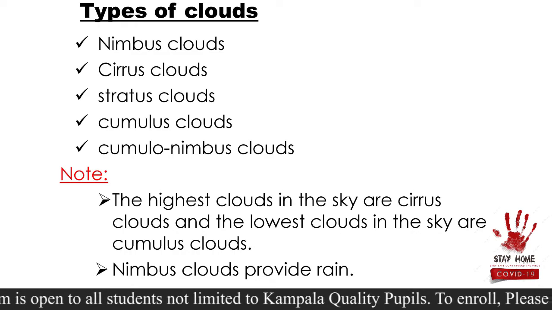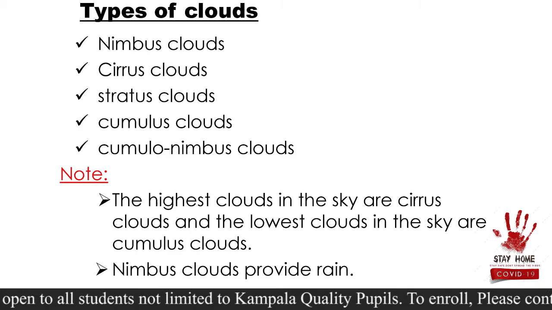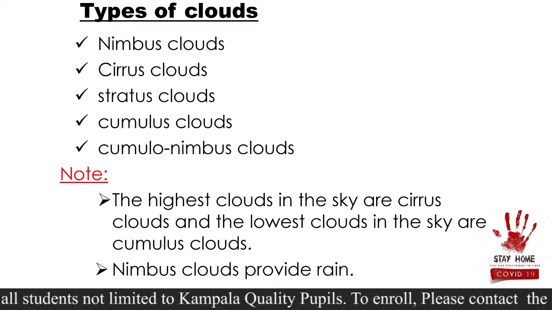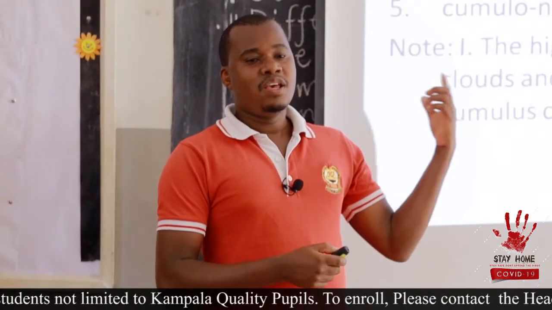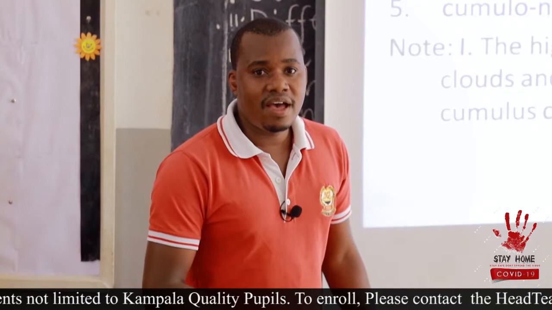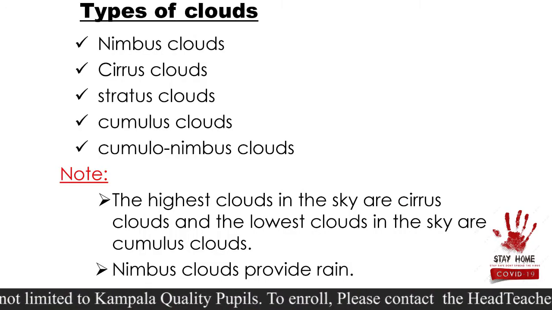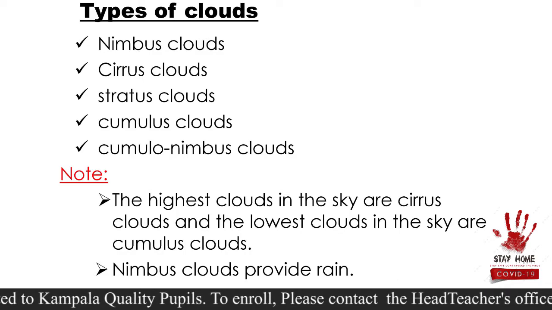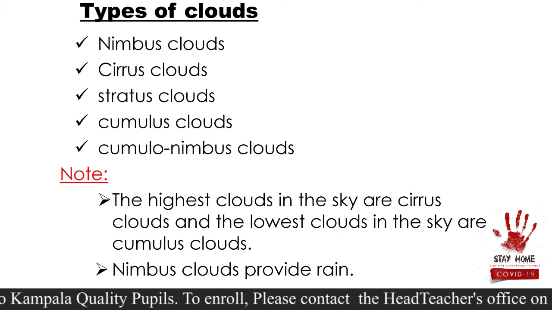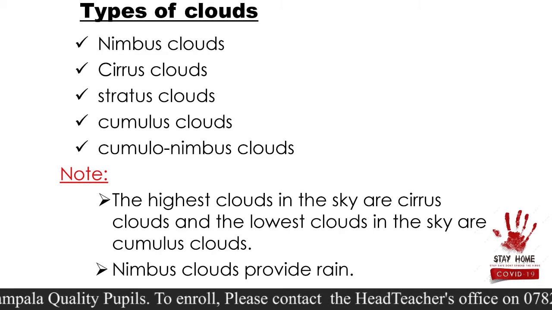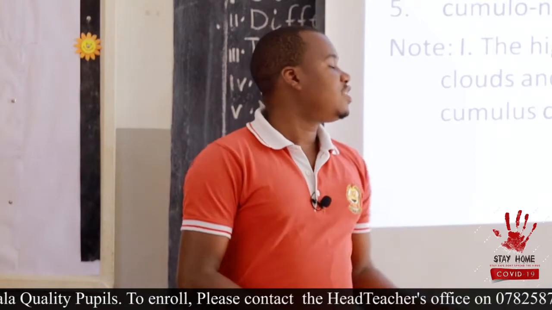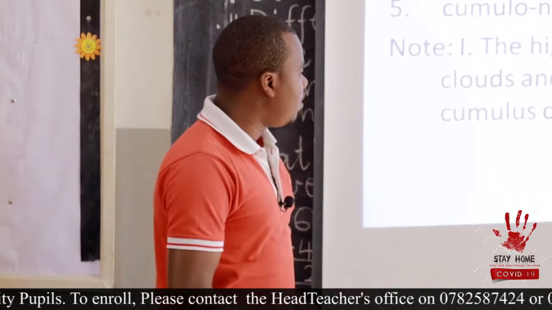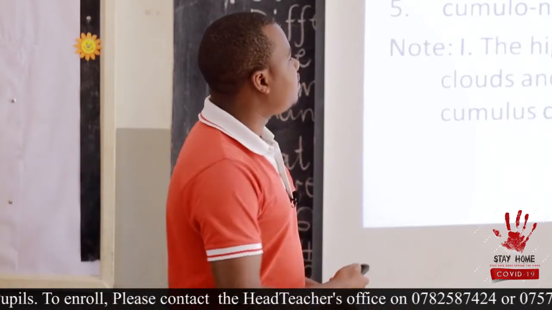Note, the highest clouds in the sky are cirrus clouds. Someone can ask you, which clouds are the highest in the sky? So these are cirrus clouds. And the lowest clouds in the sky are cumulus clouds. Don't forget that. That's why I brought it here to note. The highest in the sky are cirrus and the lowest are cumulus clouds.